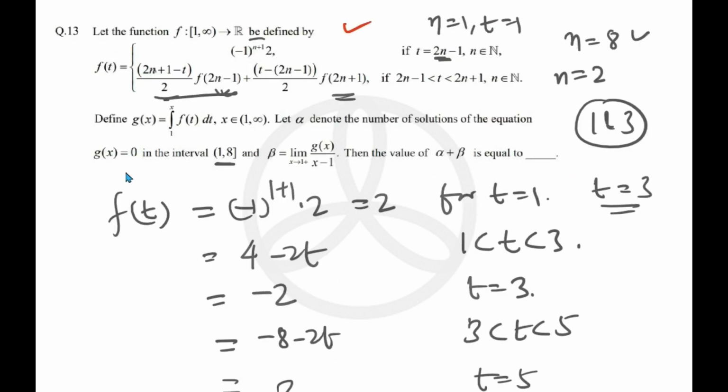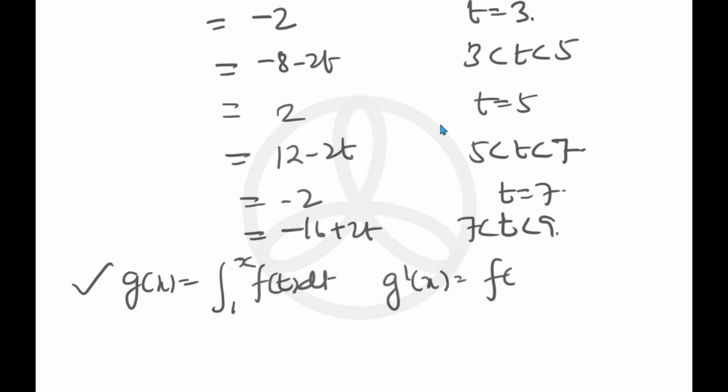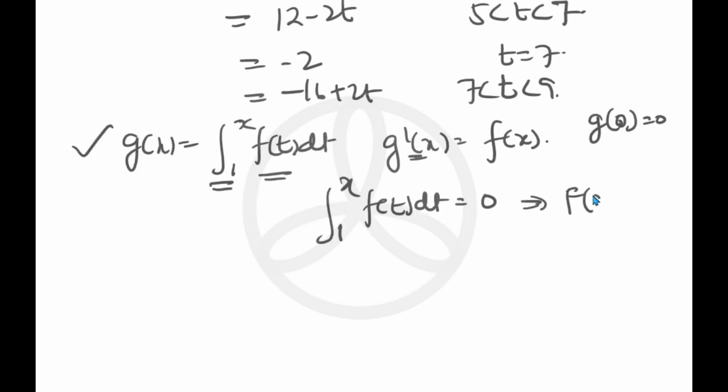Now it is saying alpha denotes the number of solutions of g(x) equal to 0. The moment we do it here, f(x) comes as a constant. Given g(x) is equal to the integral of f(t) dt. The moment we differentiate this, g'(x) is equal to f(x). And when g(x) is 0, the integration from 1 to x of f(t) dt is equal to 0, which means capital F(x) is equal to a constant.